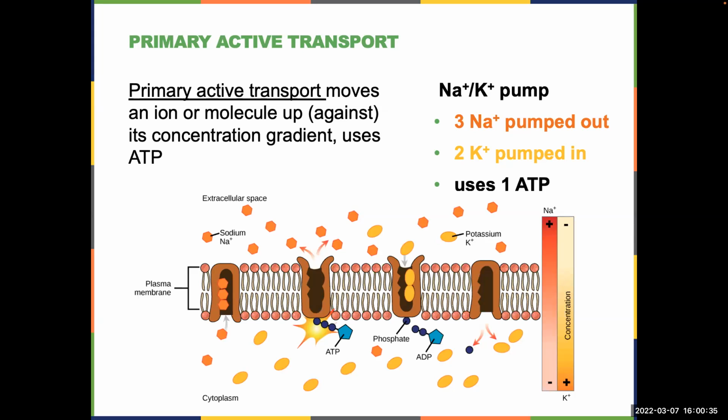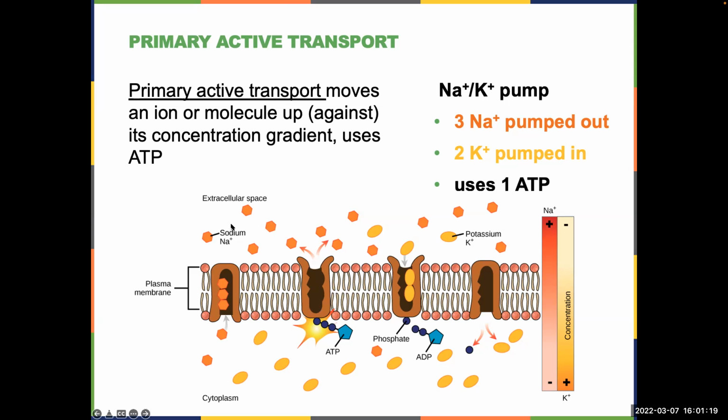So a classic example: all of the cells in the body have these pumps called sodium potassium pumps, and they specifically will take sodium, remove it from the inside of the cell, and pump it out. And then at the same time it will take potassium and bring it in. And it does this in a 3:2 ratio. So 3 sodium pumped out, 2 potassium pumped in. And to do this pumping, it takes 1 ATP.